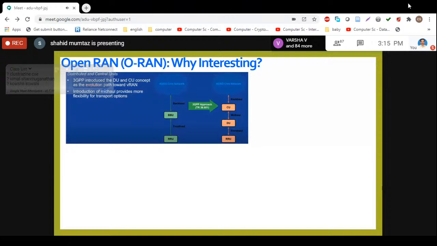So this is the Open RAN Alliance. If someone is interested, they can check it. This is a combination of a lot of operators who agree, and they are making this architecture for 3GPP in the coming year, where they are going to deploy. This is a normal architecture of that.